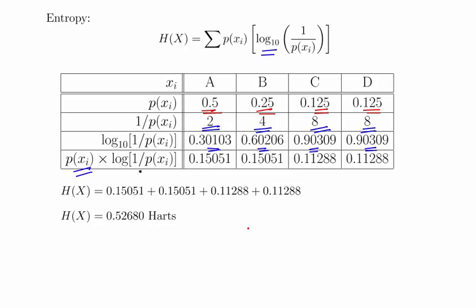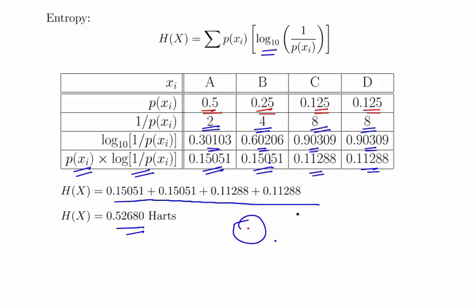So we multiply the probabilities by those logarithm values, okay, and we get 0.15051 for A, 0.15051 for B, which is the same again, it's 0.25 times 0.60206. For C, we have 0.125 times 0.90309. That gives us 0.11288, and again that is also the same value for D. Okay, so when we add all of those up, we get 0.5268 Hartleys.